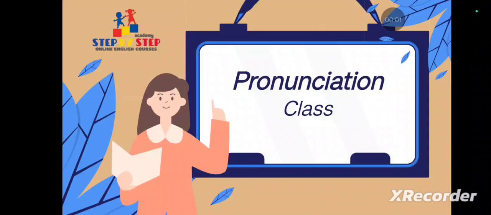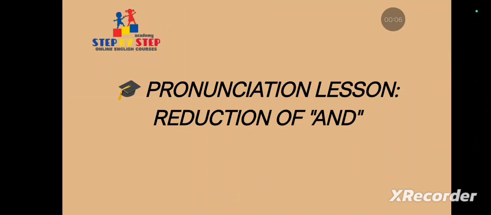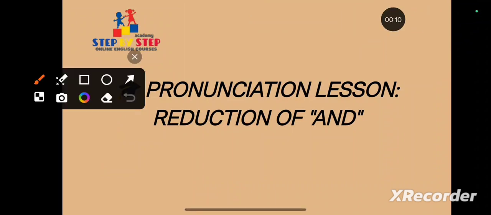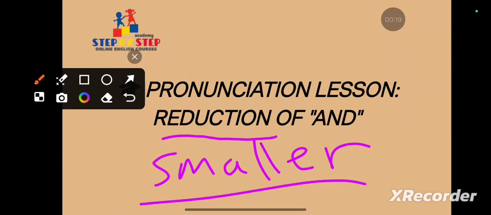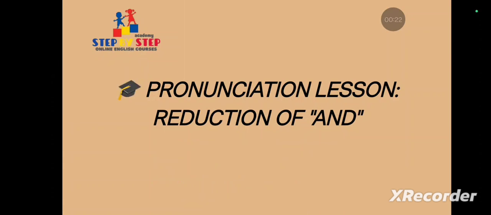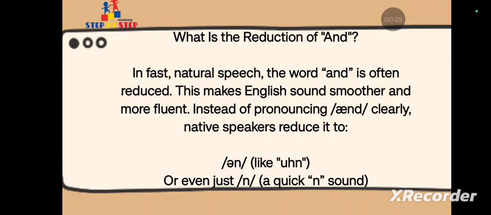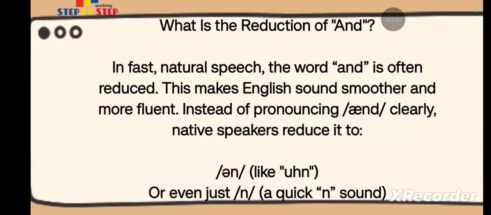Hello everyone, today's class is a pronunciation class and today we're gonna learn a new trick which is about the reduction of "and". If you didn't know, the meaning of reduction comes from the verb to reduce, and reduce means to make something smaller. Okay? So today we'll learn how to speak like natives. We have a trick that can improve your pronunciation and your accent. And it's about the reduction of "and".